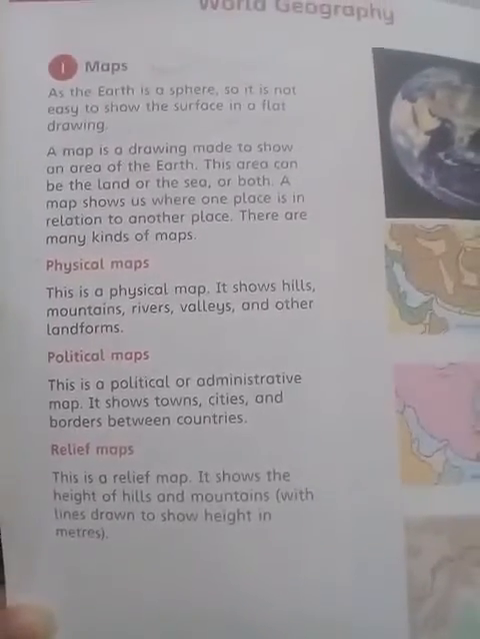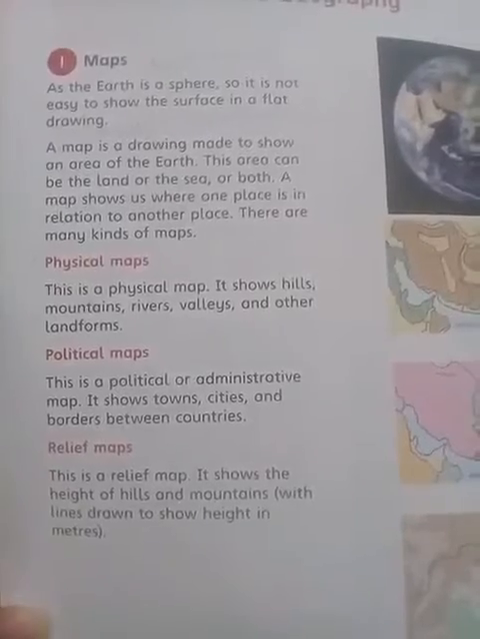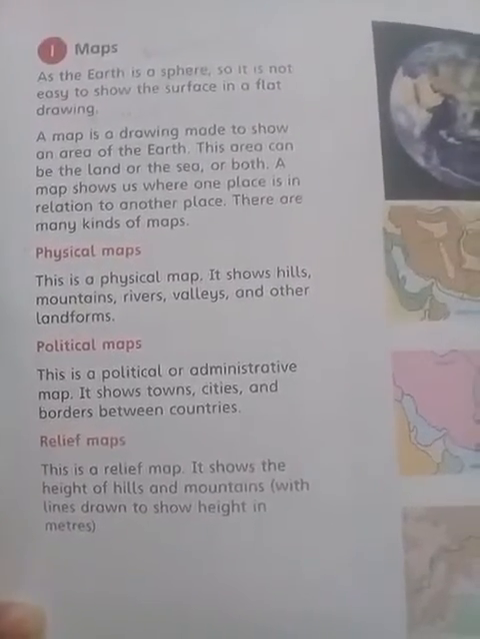Now what is a map? A map is a drawing made to show an area of the earth. This area can be the land or the sea or both. There are many kinds of maps. Physical map. This is a physical map. It shows hills, mountains, rivers, valleys and other landforms.